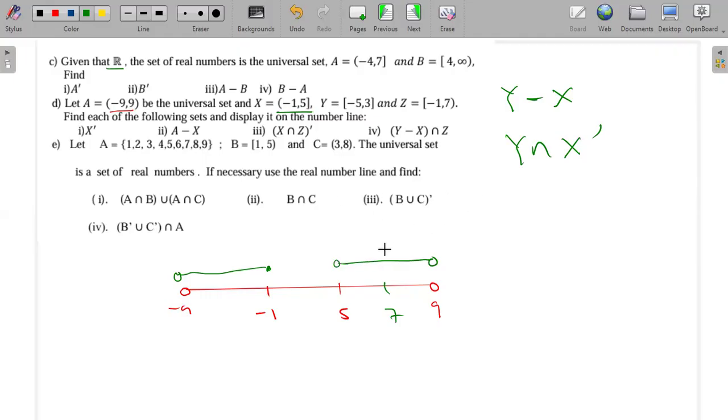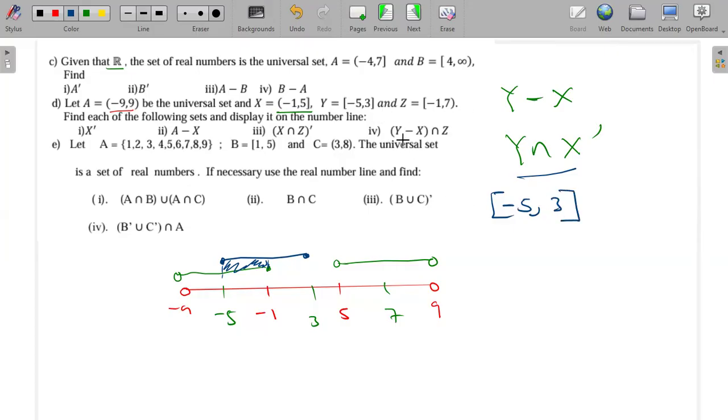Then Y, if we were to plot Y, is -5 to 3. So plotting that, I'll have -5, it's closed here at -5, also closed at 3. Then where do these two intersect? They intersect here and there. This is where they intersect, these two parts. And look at the endpoints. The endpoints are both closed, so it's going to be closed. So this here is just going to be -5, going all the way to 3, and it's closed.